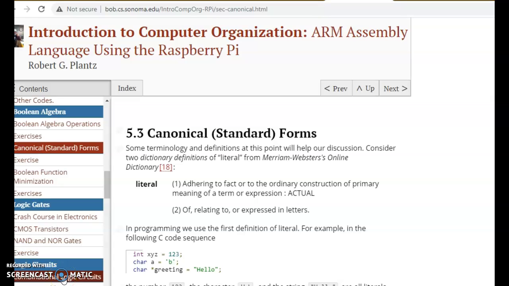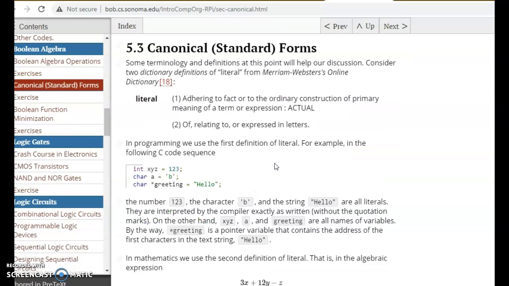Hello, Dr. Tracy here, and we are continuing in our discussion of Boolean algebra. And this section talks about the canonical or the standard forms in Boolean algebra.